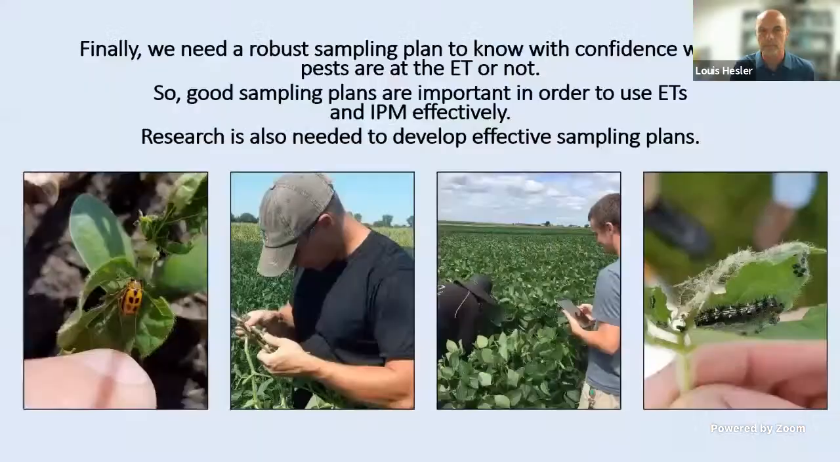Okay, and then finally, we need a robust sampling plan to go along with the EIL and the ET. We need these sampling plans to know with confidence whether the pests are at the economic threshold or not, and whether we need to take action. So good sampling plans are important in order to use ETs and IPM effectively. And just as with the EILs and the ETs, research is also needed to develop effective sampling plans for the particular pest that we're interested in.